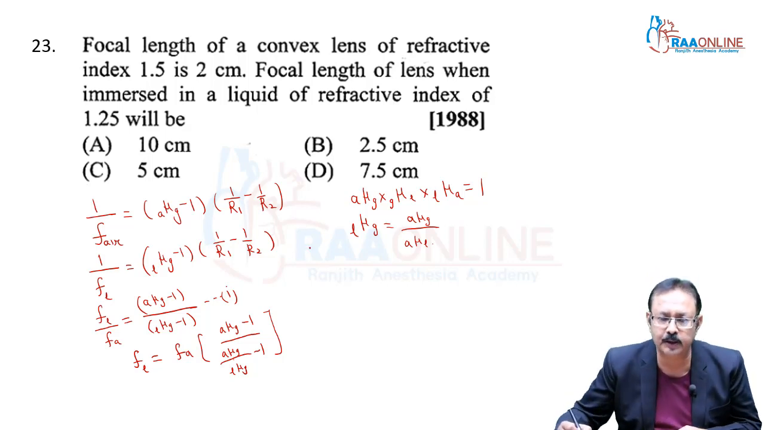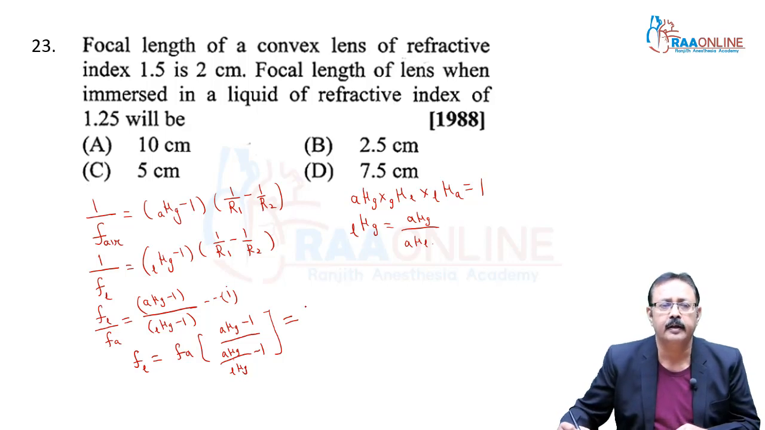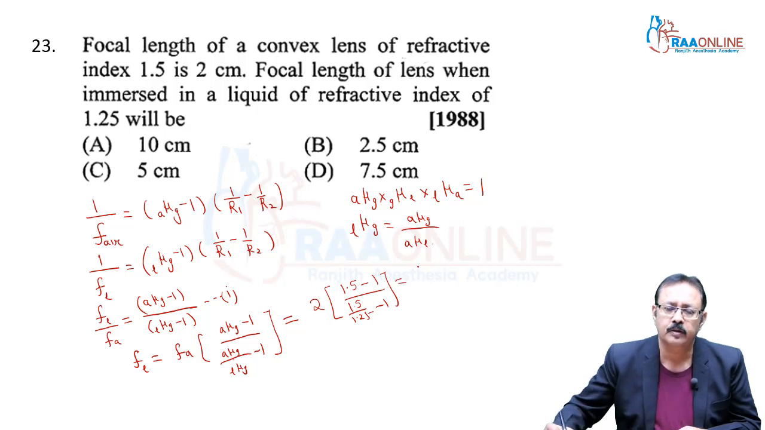Now we will move to this problem. We are putting in the values. What is FA? The focal length of a convex lens of refractive index 1.5 in air was 2 centimeters. It was given, 1.5 minus 1 upon 1.5 upon 1.25 minus 1. So 2 into 1.5 minus 1 means 1 by 2.5.